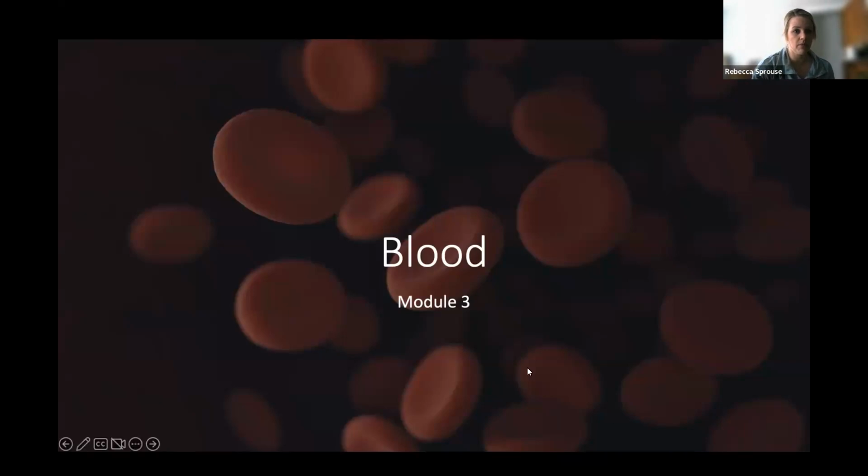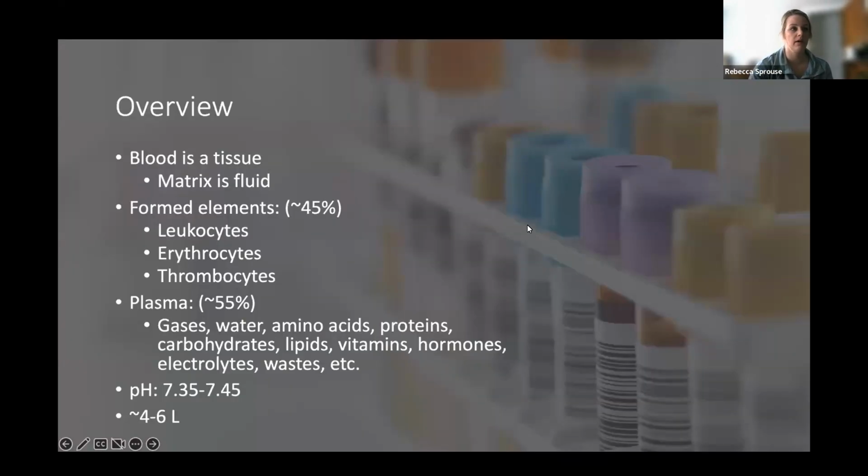All right, so blood is the theme of this lecture here. So remember that blood is a tissue, and remember a tissue is made up of multiple cell types. The matrix of blood is the fluid portion that we call plasma. And the cell types that are in blood form what we call the formed elements. And when we talk about formed elements, we're talking about leukocytes, which are white blood cells, erythrocytes, which are red blood cells, and then thrombocytes, which are platelets.